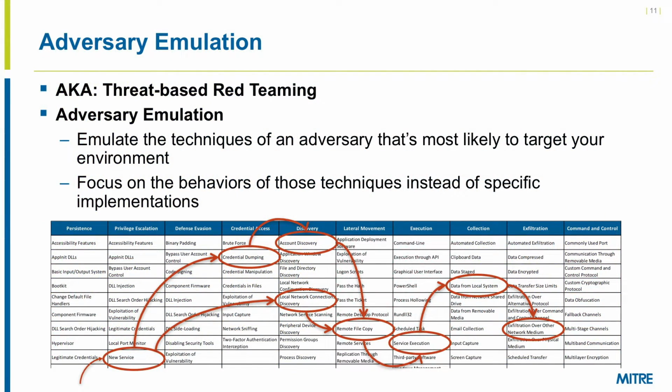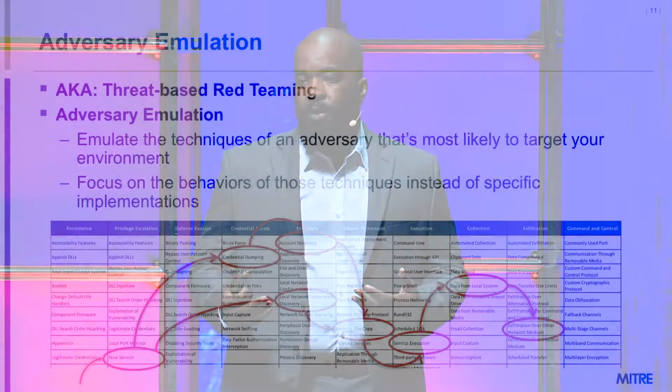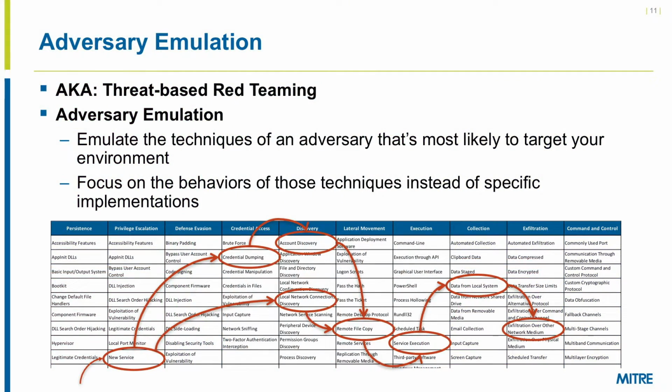And what it allows us to do is emulate techniques that an adversary most likely to target our environment would conduct. A very important aspect of this is that it allows us to think about the technique and the behavior behind the technique instead of a specific implementation. Looking at the chart here, we can also see that there are different ways to get to our final goal. So in our testbed environment, we can explore multiple ways of getting to something like exfiltration, command and control, or disruption and destruction.